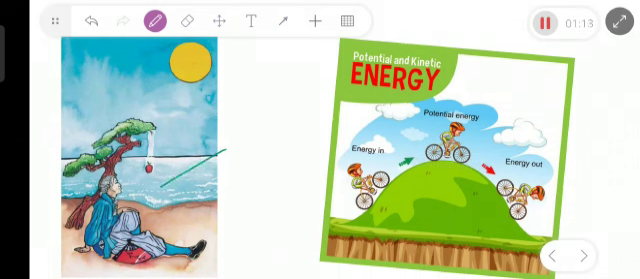In this sketch, Newton's law of gravitation is explained, showing how an apple is falling from a tree under the effect of gravity. And in the next sketch, the concept of potential and kinetic energy is explained.